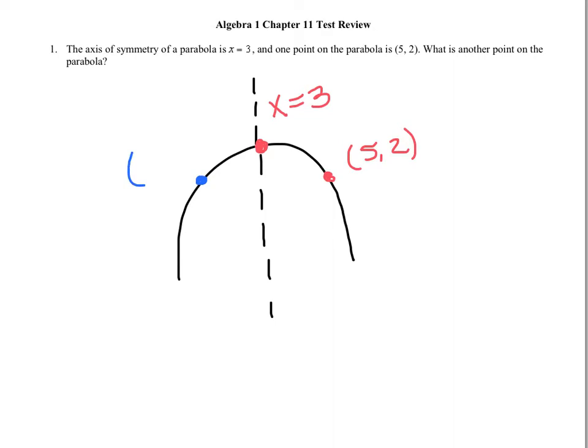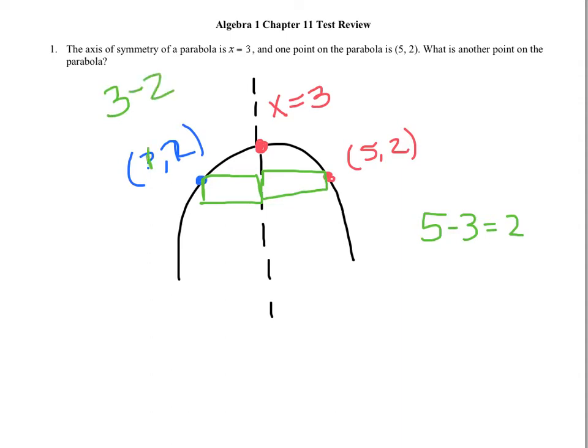Well, we know it's going to be something, 2. And what we need to do is figure out how far the distance is. That's how we do it. So how far is 5 from 3? Well, you would do 5 minus 3, and that would give us 2. So we know he's 2 units from it, which means that this guy is going to be 2 units, but in the other way. So then we would take our axis of symmetry and do 3 minus 2, and we know that answer is now 1. So another point that is symmetric, or that is on this parabola, would be 1, 2.